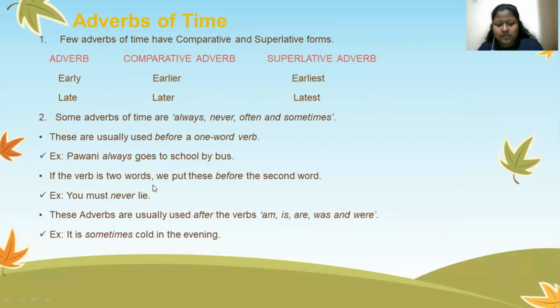If the verb is two words, we put these before the second word.